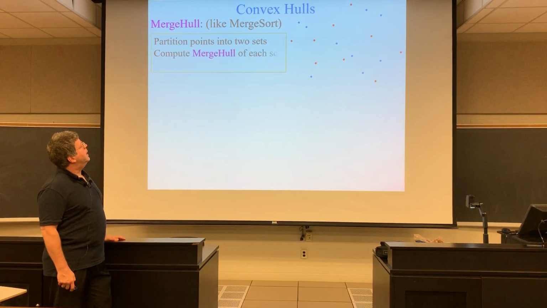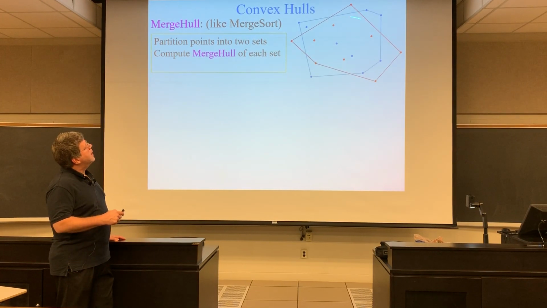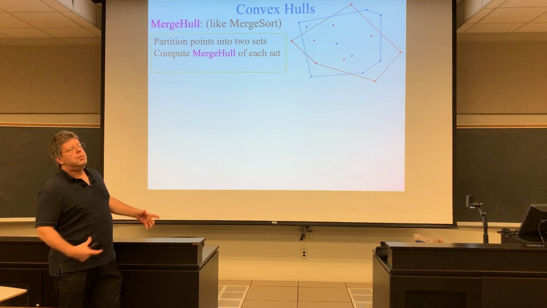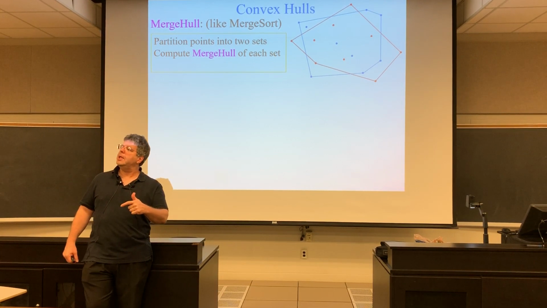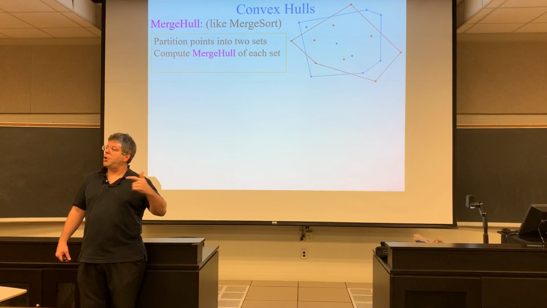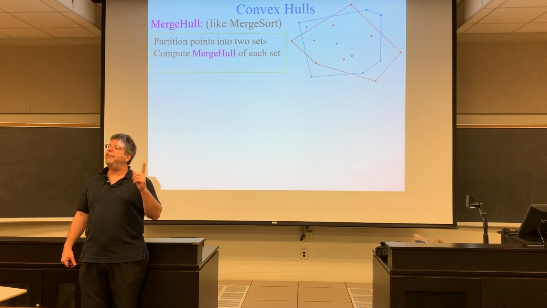Compute the convex hull of the red points, that's shown in red, the convex hull of the blue points, that's shown in blue, and now you've got to merge the two convex hulls together into a larger convex hull. And if you can do that efficiently, you've got yourself a merge hull algorithm that will work how fast?